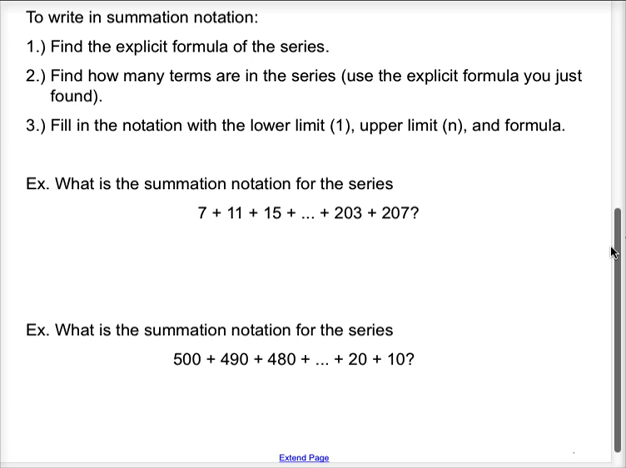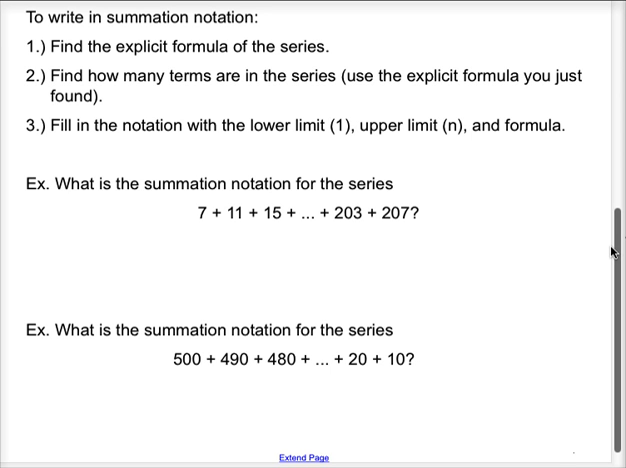So for summation notation, what you need is first find the explicit formula of the series. Easy enough, we've been doing that for a while now. Then find how many terms are in the series, and for that, you just use the explicit formula that you found. Then fill in the notation with the lower limit, which we're always going to start with 1, the upper limit, which is going to be that n that you just found, and then the explicit formula. So let's take a look.